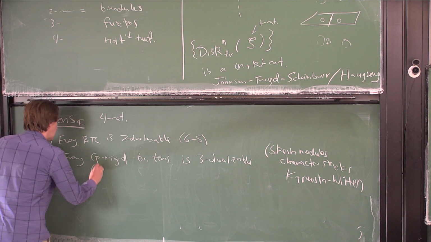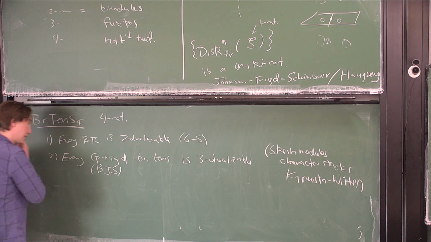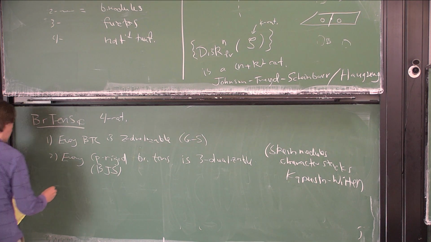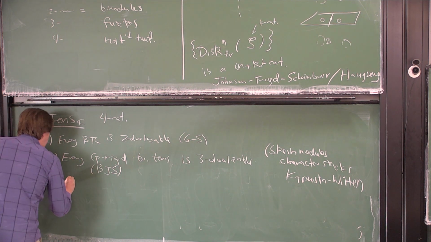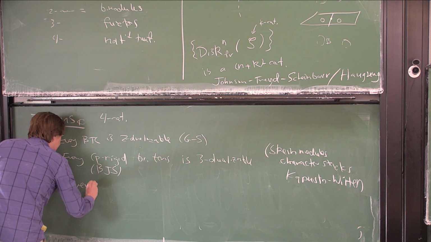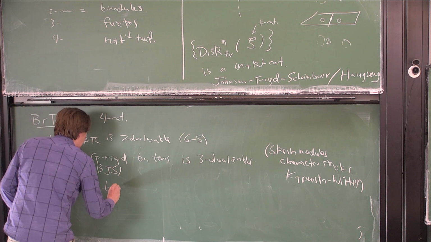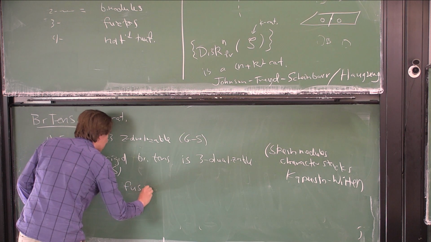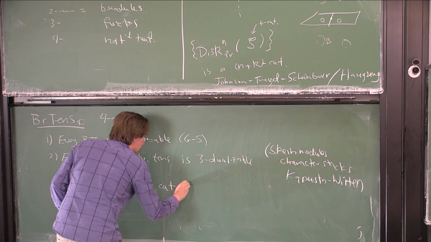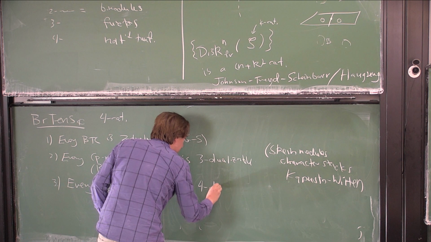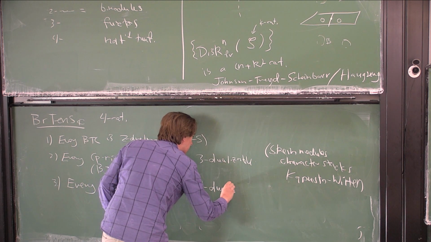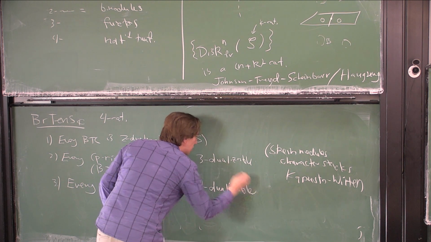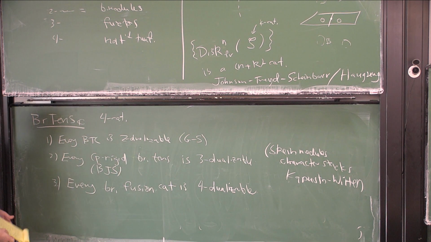So this was in maybe with missing people. If you want, you maybe not be surprised that every braided fusion category is four dualizable. Okay, every braided fusion category is four dualizable.